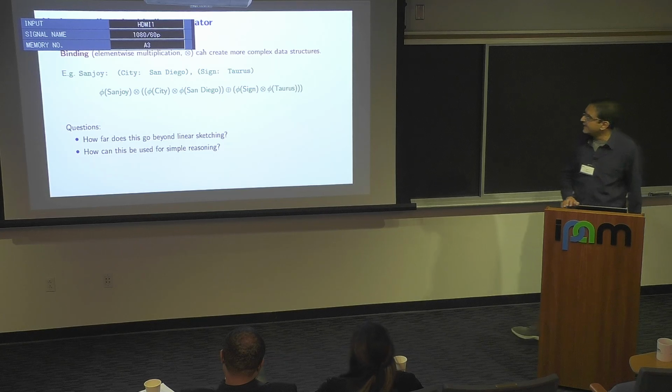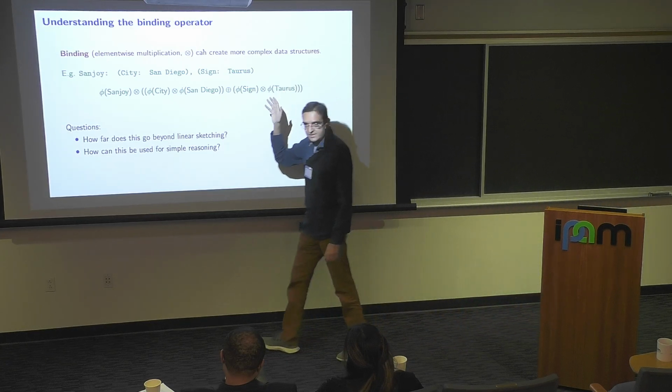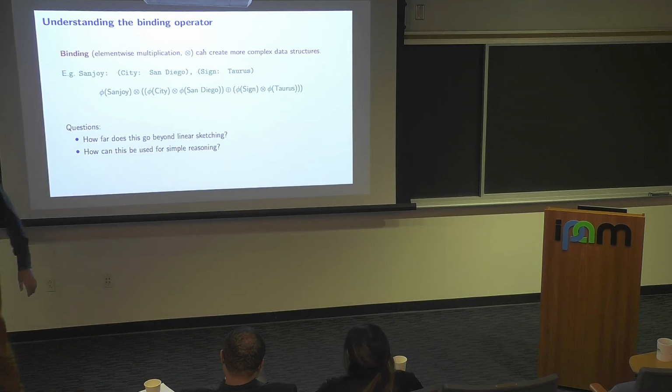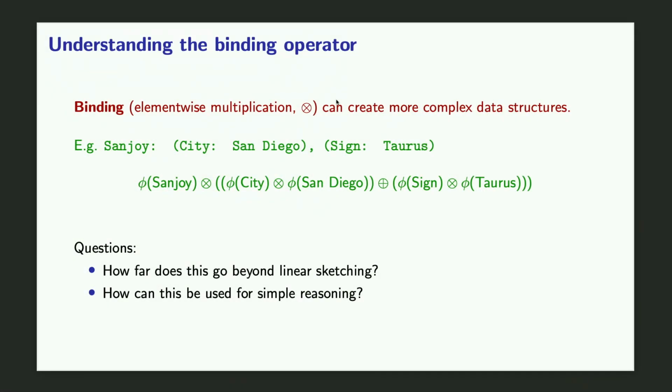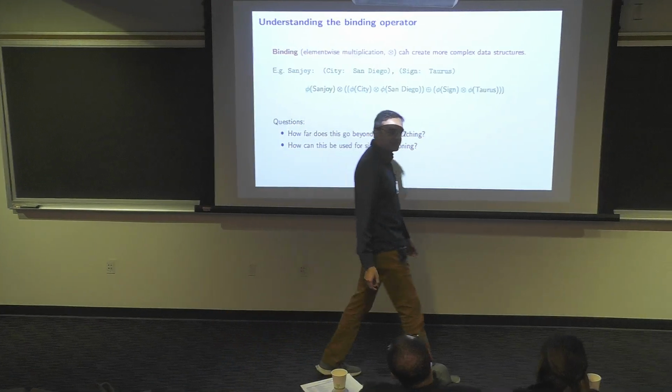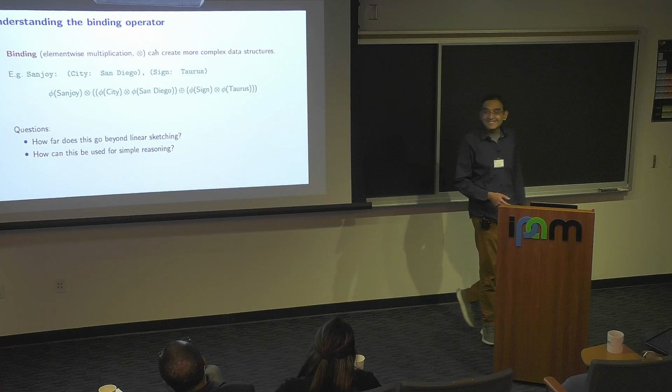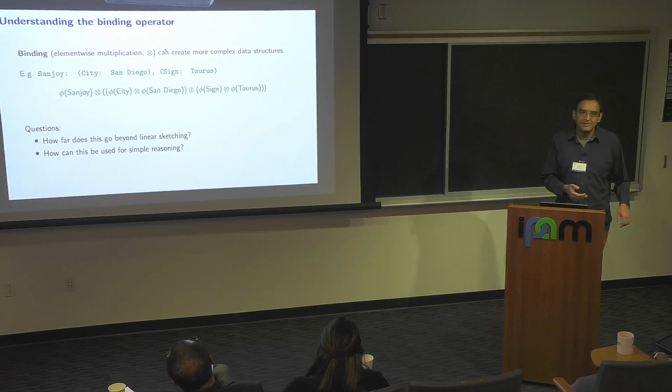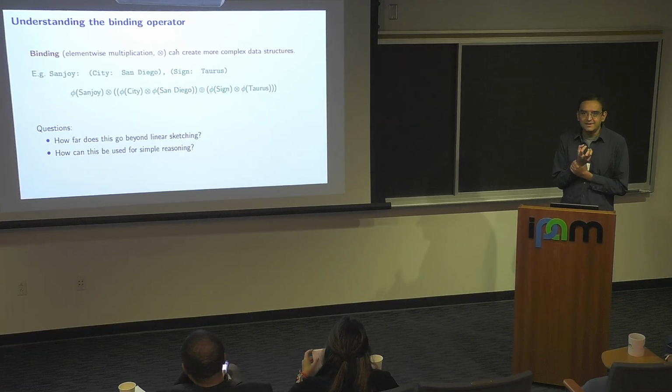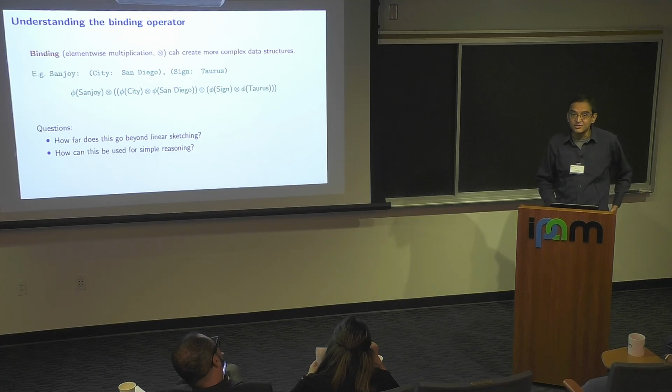So the question here is, it's known that you can do this, but it's not known what the limits of this are. What exactly is it buying you? It seems that the bundling operator alone gets us something that's fairly close to linear sketching. And the question is, how much further does this go? And can we use it for simple types of reasoning, for example? This is kind of an interesting question, and I don't think that this is something that people understand too well at all. This seems like an operation of hyperdimensional computing that really takes it beyond simple work in streaming, for example.